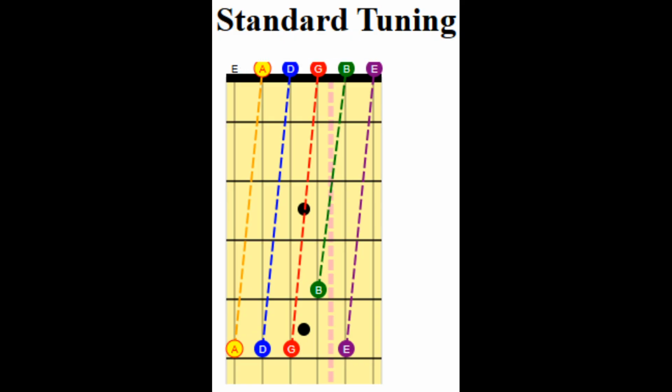So to summarize, up a fret, plus 1 semitone. Down a fret, minus 1 semitone. Up a string, plus 5 semitones, unless you're on the G-B pair, and that's plus 4 semitones. Down a string, that's minus 5 semitones, unless you're on the B-G pair, then it's minus 4 semitones.